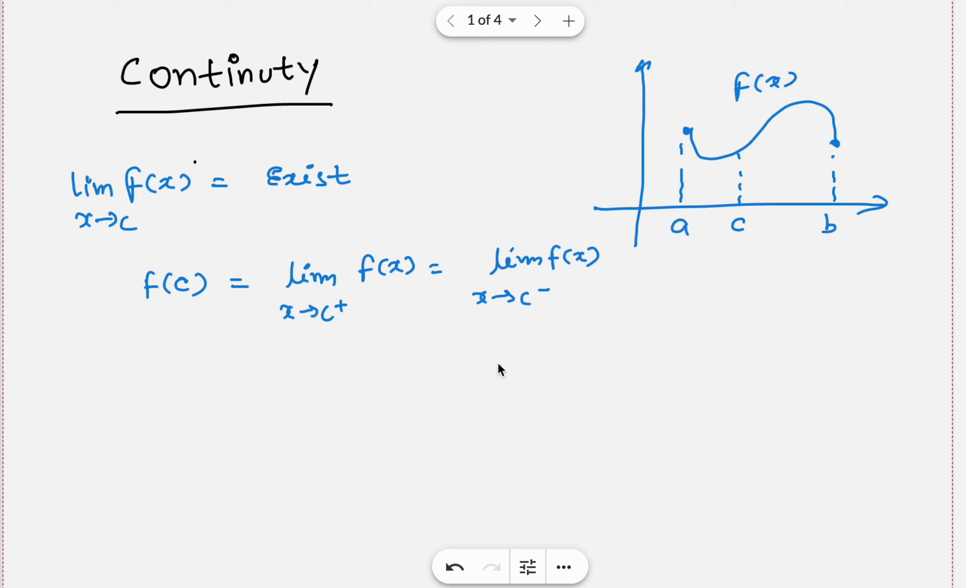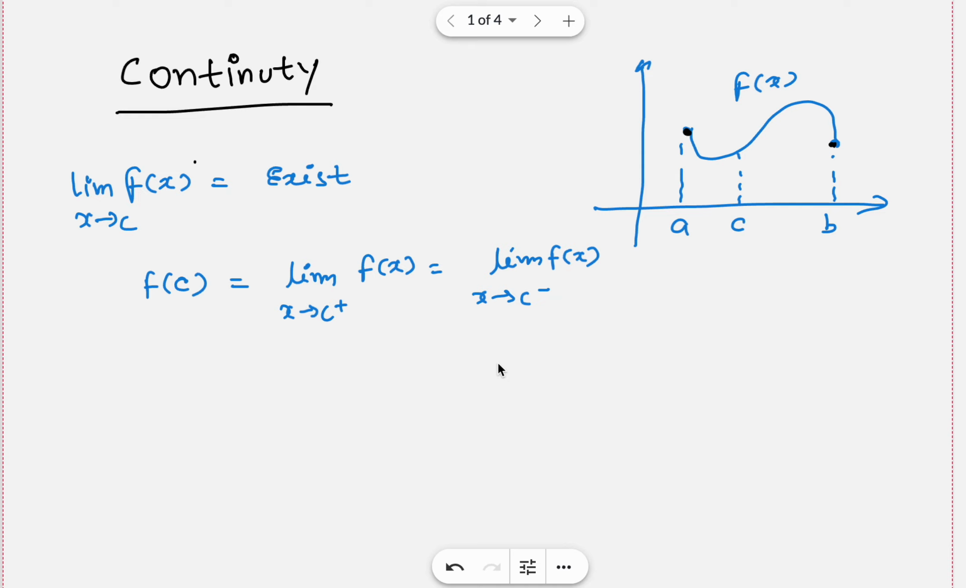Hi students, today we will be discussing the concept of continuity. When we say that a function f(x) is continuous, it means it is not breaking. Now you can see this function over here, f(x) is continuous in the interval a to b. This is not breaking anywhere, so this f(x) is continuous.